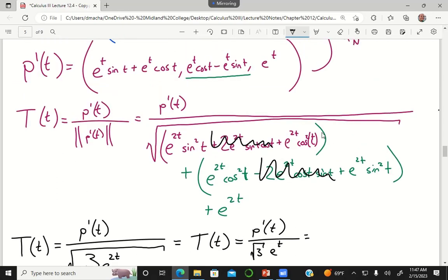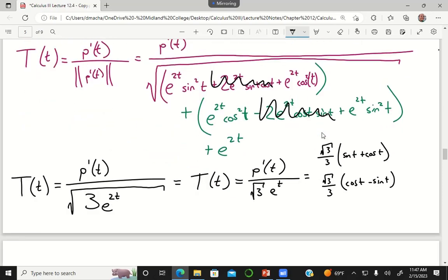So this is going to be a gnarly vector. It's going to be root 3 over 3 times the first component, which after I divide by e to the t is just going to be sine t plus cosine t. The second component, after I divide by e to the t, is going to be cosine t minus sine t. The third component, after I divide by e to the t, is just going to be 1. So I have something like this. And that is my capital T unit tangent vector.